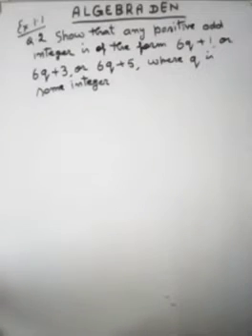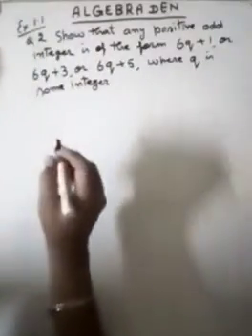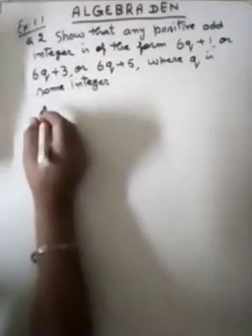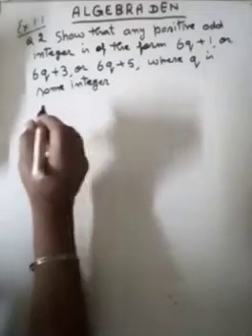Now, next question is, show that any positive odd integer is of the form 6q plus 1 or 6q plus 3 or 6q plus 5, where q is some integer. Now, solving this question, we use Euclid formula first.